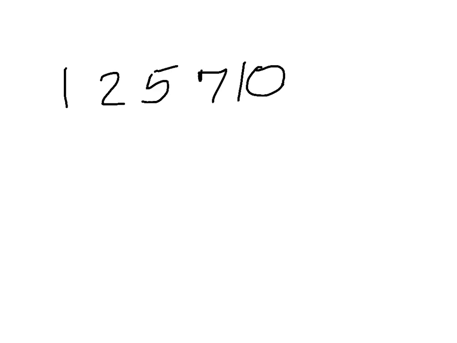If we had 1, 2, 5, 7, and 10, and I wanted to find the median, I have 5 numbers listed there. So if I have 5 numbers, that's an odd number. I have 2 on this side, 2 on that side. The one in the middle would be the median. The median would be 5.